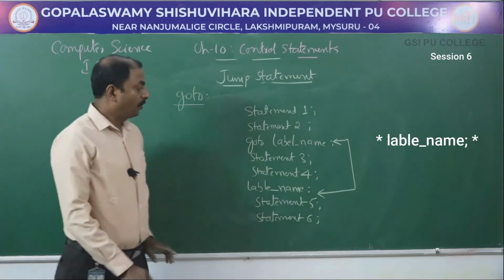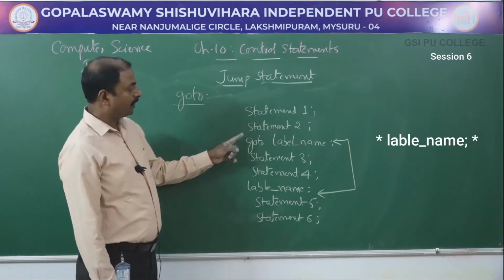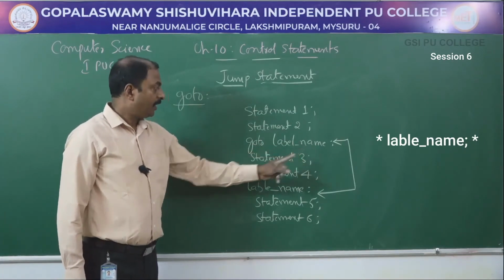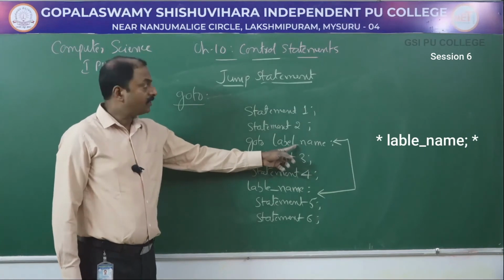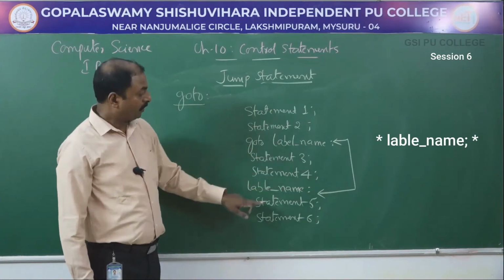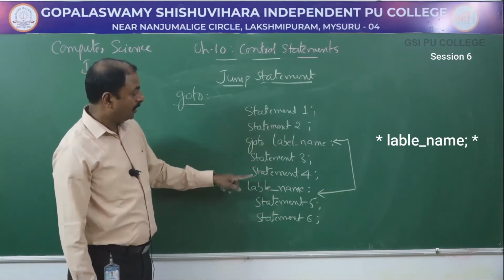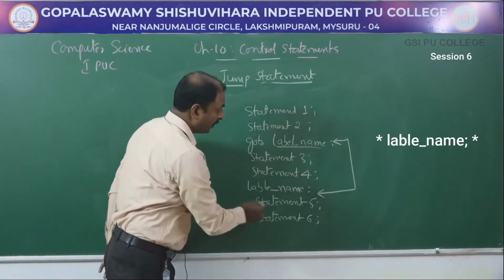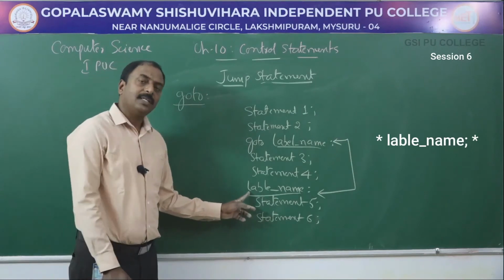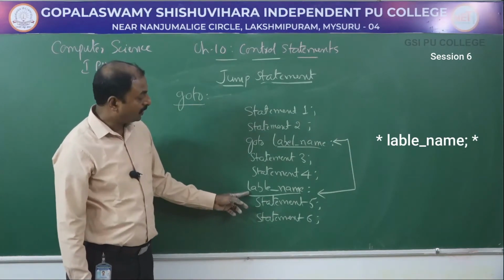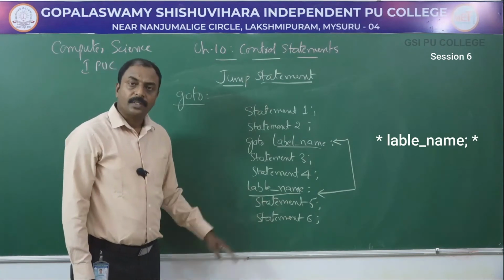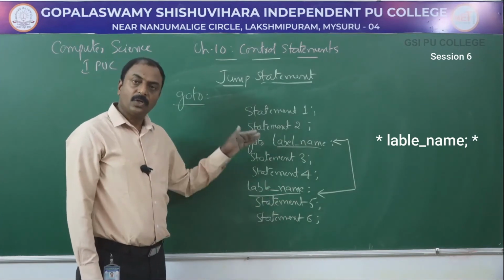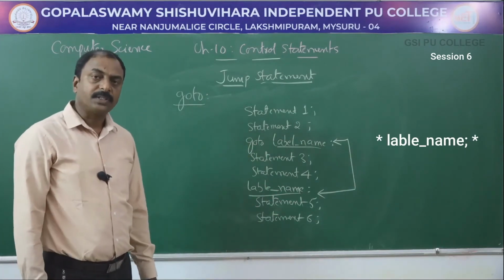Now if you look at the syntax here, statement 1, statement 2, then goto label name, and the control transfers from here to this point. Here we have statement 3, statement 4, and here the label name. This label name is the same as this label name. It identifies the destination. So after this, the control transfers from this point to this point. So this is the goto statement. Now let us see an example for the same.